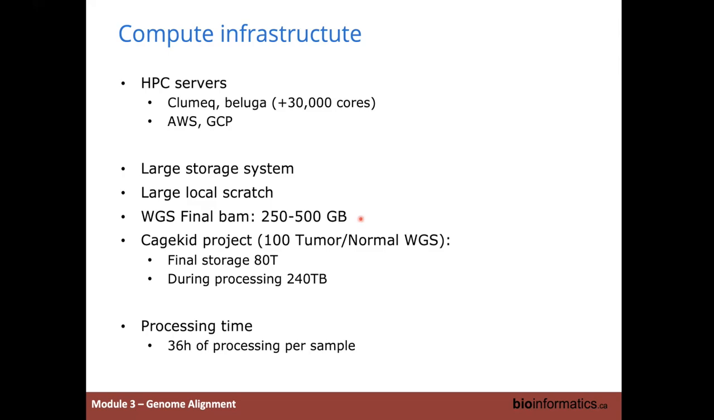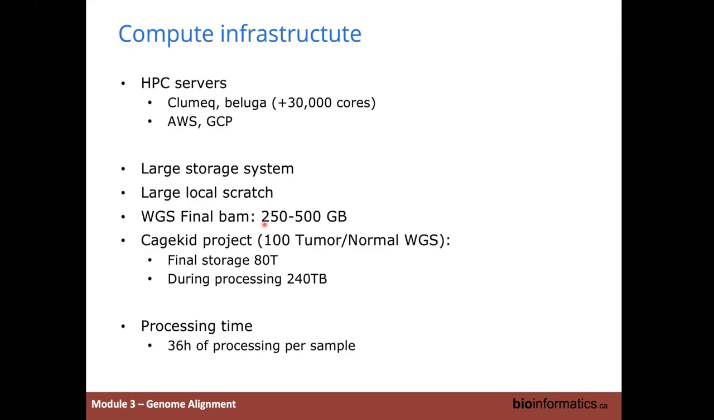You also need a large storage system, because the size of the files is usually really large. As you can see, the final BAM you will have could range from 250 to 500 gigabytes per sample. And we usually work in a paired mode where, for each sample, we have a normal and a tumor sample. So it could take a really large space.